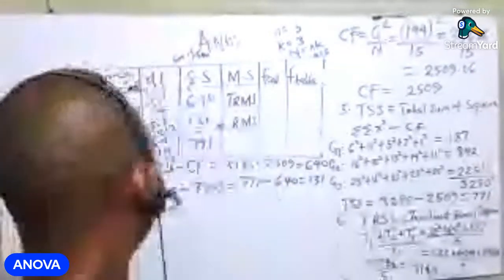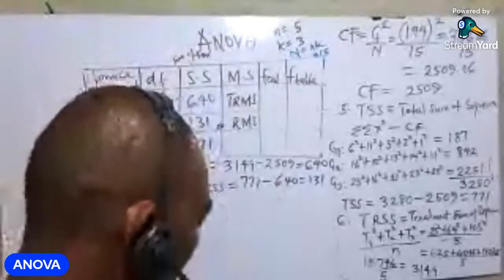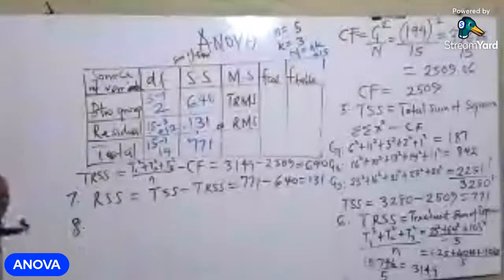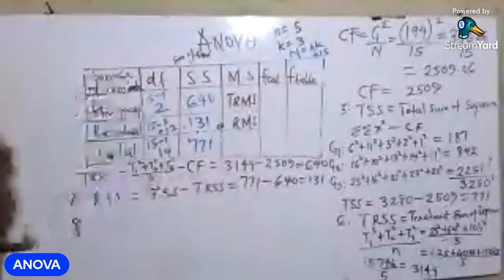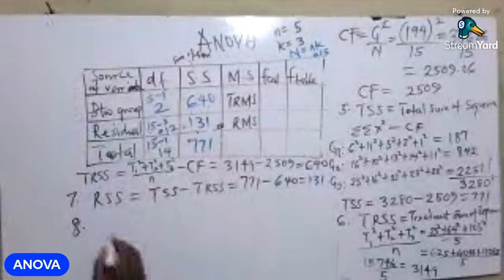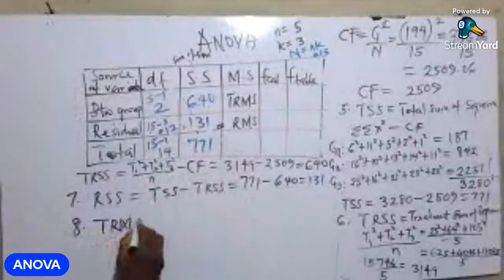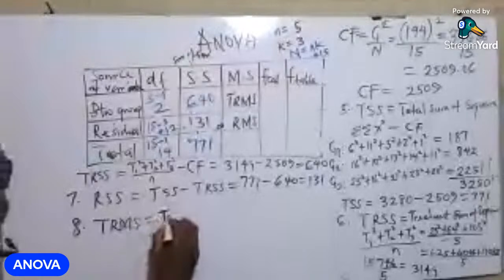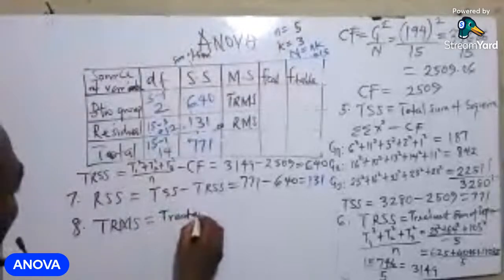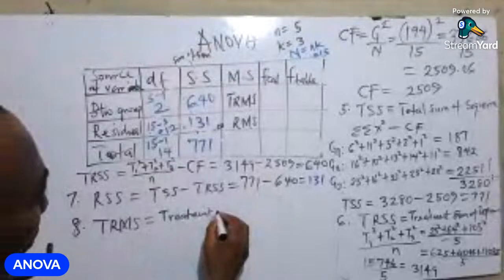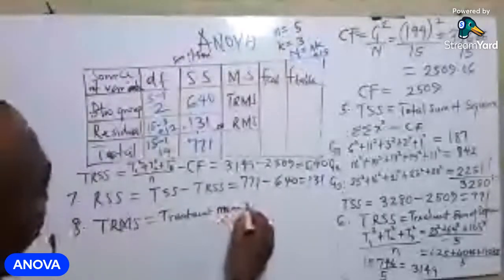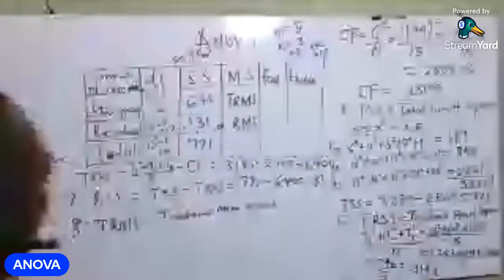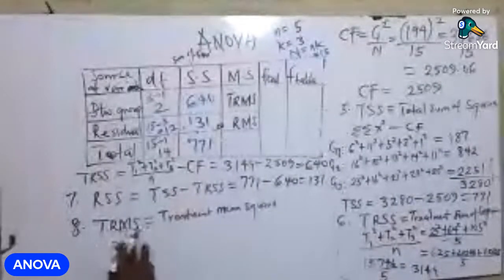So what's the next thing to do? Is to move on to step 8 now. So what is step 8? As you can see, step 8 now is to get your TRMS. What is the full meaning of TRMS? That's treatment mean square. Don't forget that it's different from treatment sum of squares. So this is TRMS, treatment mean square.